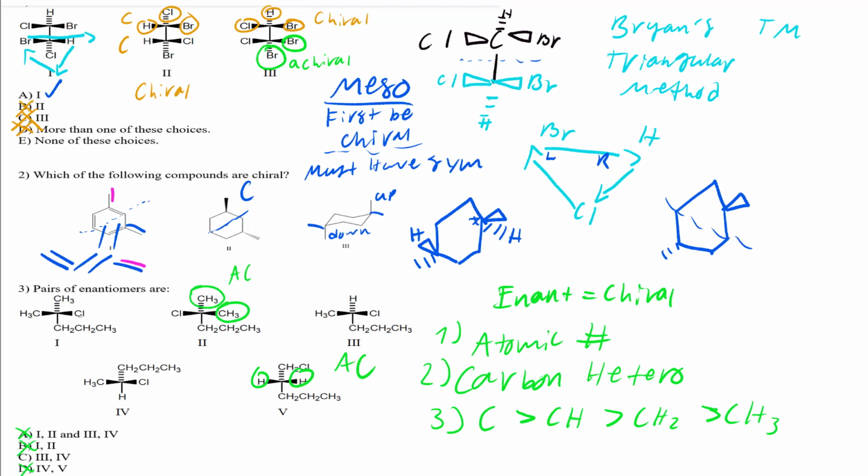Let's actually prioritize now. Okay, so this is actually chiral. We can agree on that. So what am I going to prefer? A chlorine, a carbon, or a hydrogen? Well, I'd rather prefer, not a hydrogen, but a carbon. So I'd rather prefer the chlorine, because the chlorine has an atomic number of 17. So that's priority number 1.